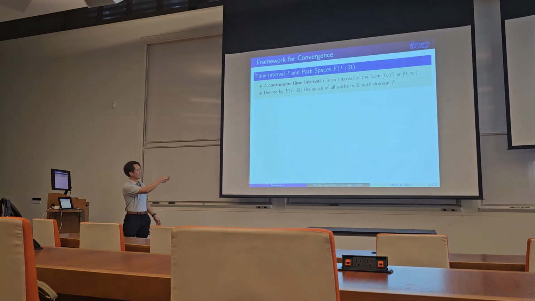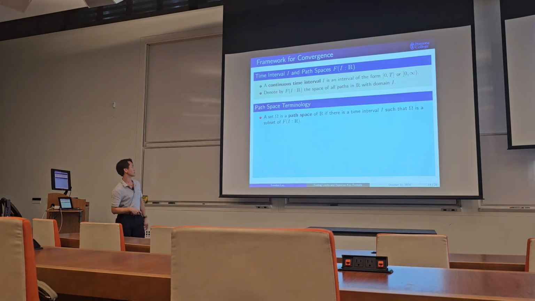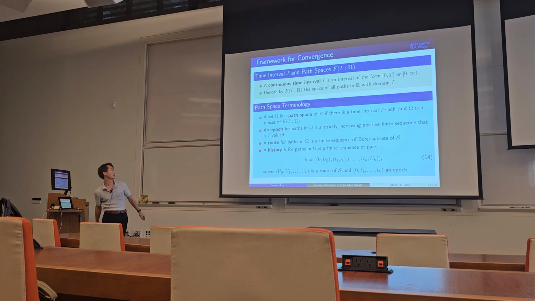I like to think about this as basically all paths, for future reference. Now we're going to go over a little bit of the path space terminology. A set omega is a path space of R if there is a time interval I such that omega is a subset of the set of all paths going from I to R.